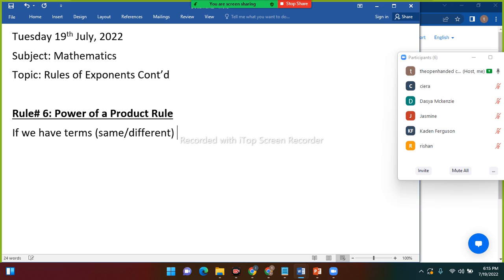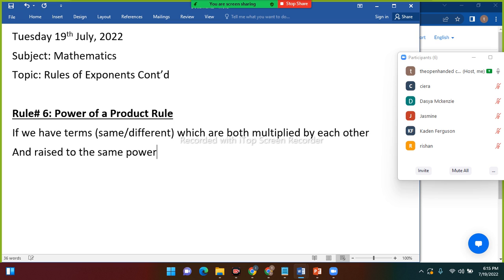Which are both multiplied by each other and raised to the same power, then we can distribute, or we could use the word carry, the power across all the terms.